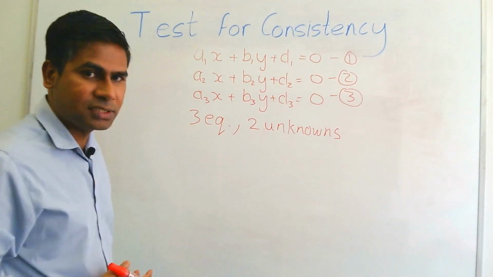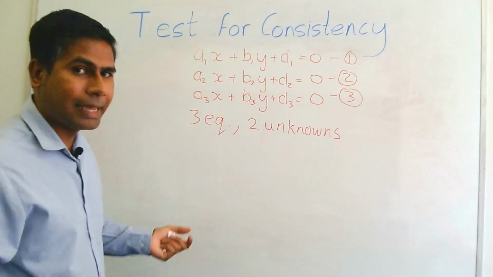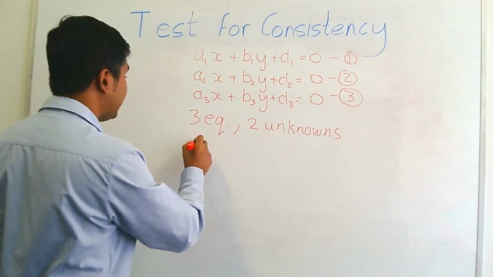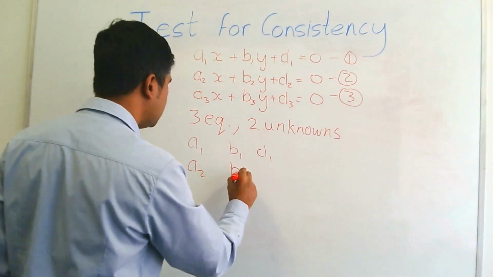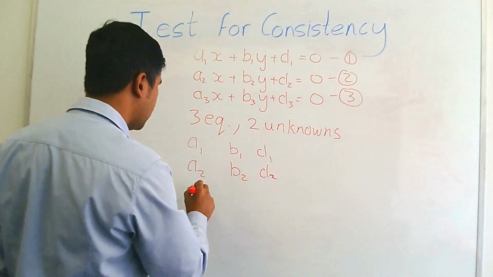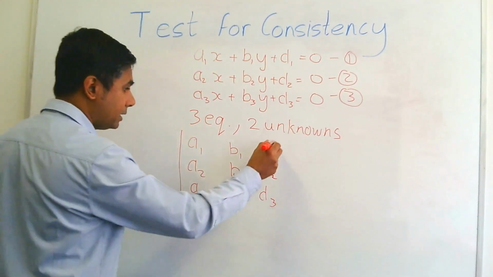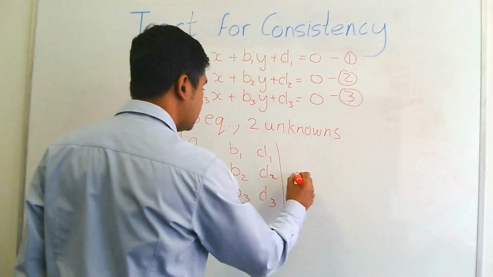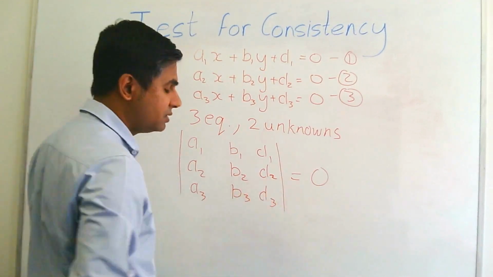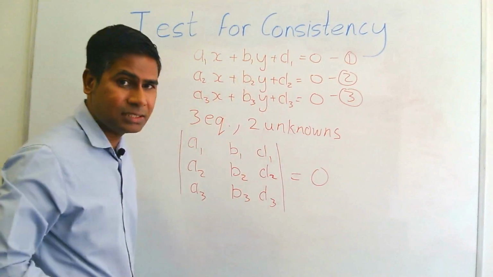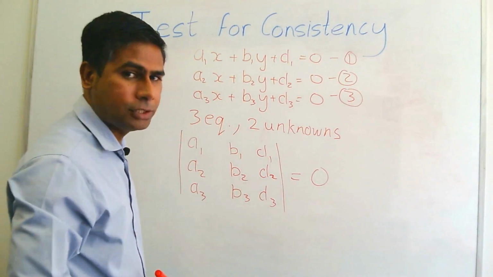To check if this system is consistent, all we need to do is take the determinant of these coefficients and set it equal to 0. So we take a1, b1, d1, and then a2, b2, d2, and then a3, b3, and d3. Make a 3 by 3 determinant of this, substitute all of these values in, and compute the determinant. If it's equal to 0, then this is a consistent set of equations, and we can solve for x and y using any two of these equations.